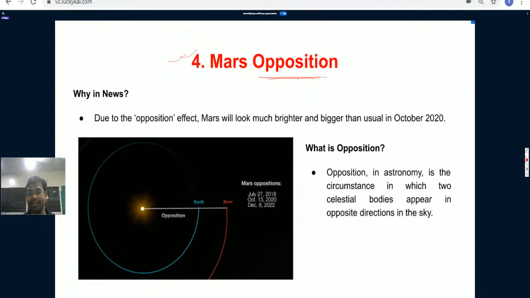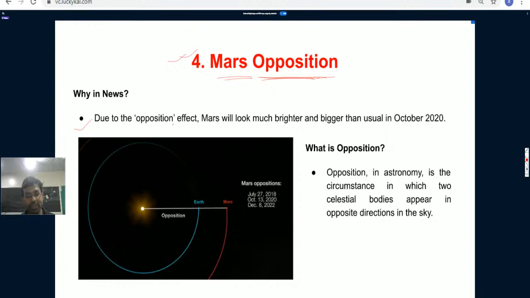Opposition is not with reference to a political thing like an opposition party. It is with reference to astronomy. We will understand what we mean by opposition with reference to astronomy, what Mars opposition is and what we understand by this. Why was this particular topic in the news?